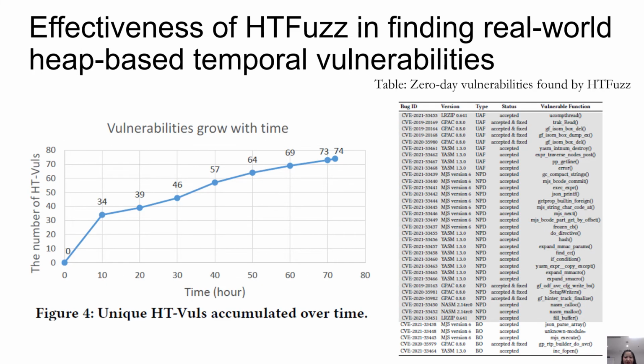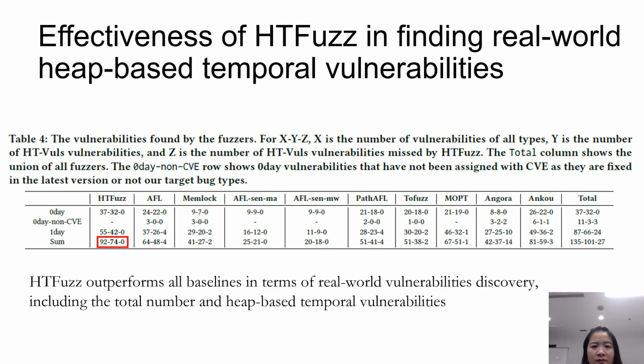We first evaluate the effectiveness of HTFuzz in finding real-world vulnerabilities. We found 92 vulnerabilities in total in the benchmark applications, including 74 heap-based temporal vulnerabilities, and we got 37 new CVEs assigned. According to the number of heap-based temporal vulnerabilities found as time flows, we can see that nearly half of the vulnerabilities are discovered within 10 hours.